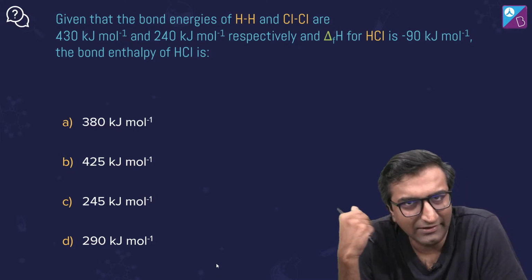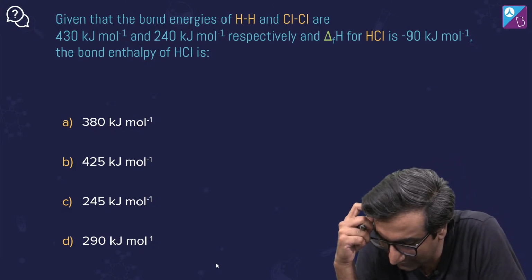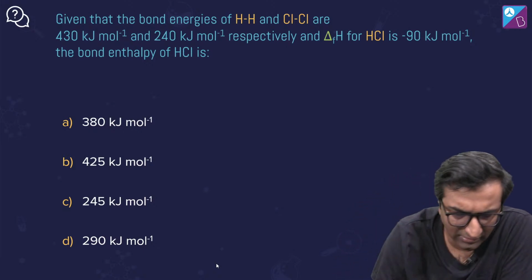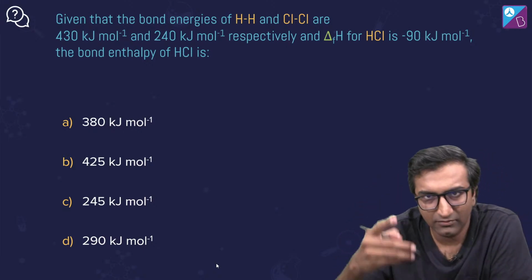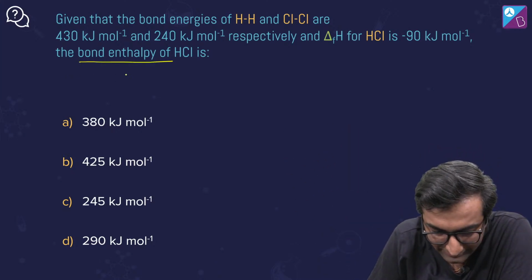Okay, so let's do it. Let's take a hammer to it. Let's write everything down. Let's write down all the definitions. What all can we write? What do we have to find? We have to find... Please try it out. Anita ji, please try this question out if you want. So we have to find the bond enthalpy of HCl.